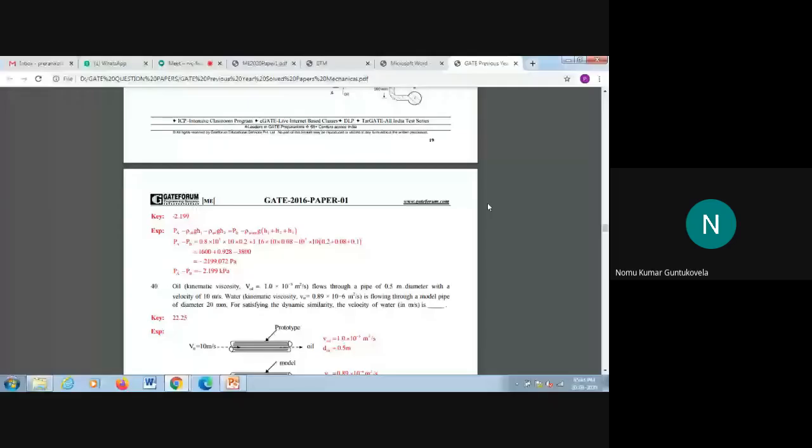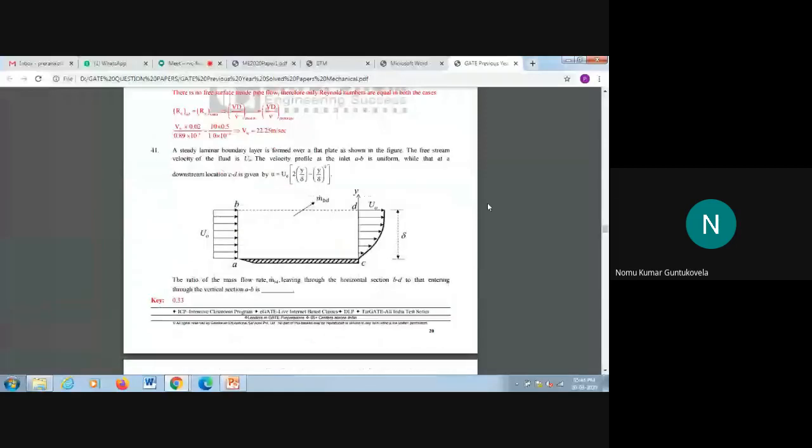So strength of materials. Coming to here, we are having an inverted U, so it's an already solved problem, and this also has been explained. Coming to here, a steady laminar boundary layer is formed over a flat plate. The free stream velocity of the fluid is u naught. The velocity profile at the inlet AB is uniform, that is, it is a unit quantity. The downstream location CD is given by U equals U naught of 2y by delta minus (y by delta) whole squared.